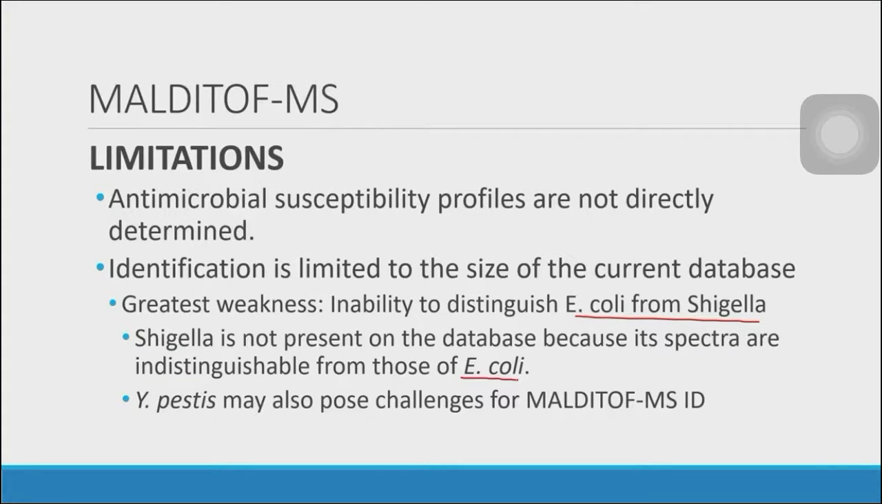Okay, for E. coli, nandyan yung dapat na results for oxidase negative, lactose fermentation, indole positive, okay? As well as, of course, isa din na ginagamit na test nila is yung MUG, yung methyl umbelliferyl beta-D-glucuronidase test, which is, of course, positive si E. coli. Yun yung isa sa pinaperform nila to presumptively identify E. coli. Aside from E. coli and Shigella misidentification, Yersinia pestis also may pose challenges for MALDI-TOF MS identification.